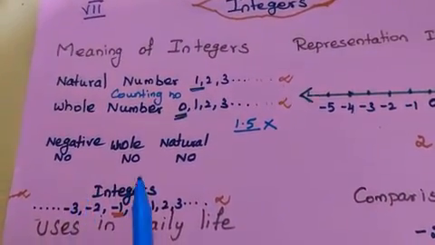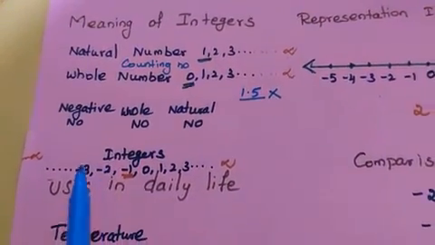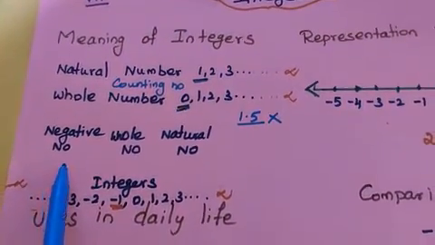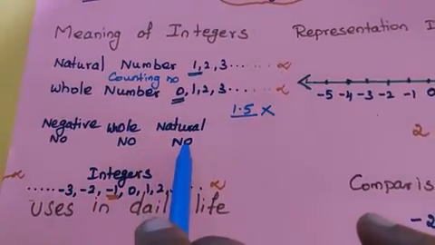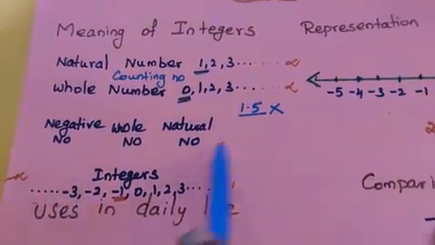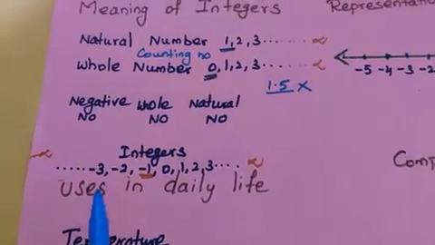And now we come to the real topic of ours, that is integers. What is meant by integers? If you take the negative numbers and whole numbers, with the natural numbers also, these 3 combined are called integers. For example, now I will give some numbers.